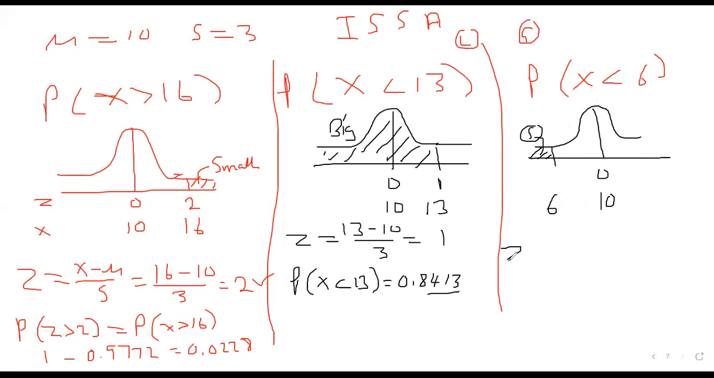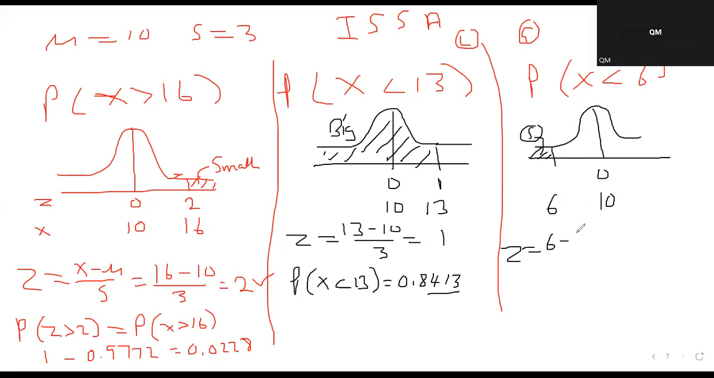So let's standardize this Z. So 6 minus 10 over 3. We're going to get negative 4 over 3. You leave it to 2 decimal places. So 1.33. So negative 1.33 is where our figure will be. So we go into our table. Can somebody tell me what's the reading for 1.33?